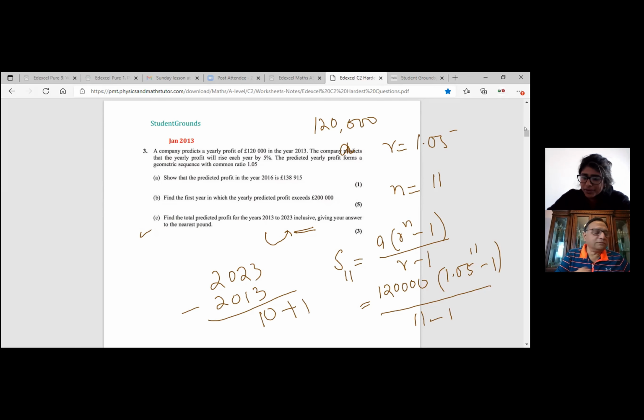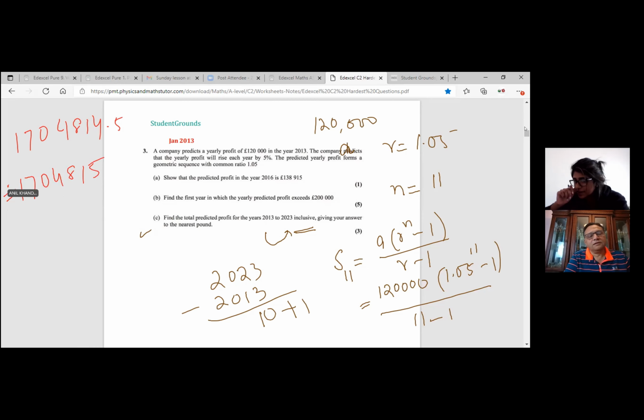107. Oh, what? No. Okay, wait. 170. 4814.5. Yeah, forget that point. So nearest pound, so just nearest one, you'll have to round it. 0.5, right? So you'll have to increase it. It was 0.459. So it'll be 17048170481.5. Is it okay? Yeah. So that will be your sum, I think.